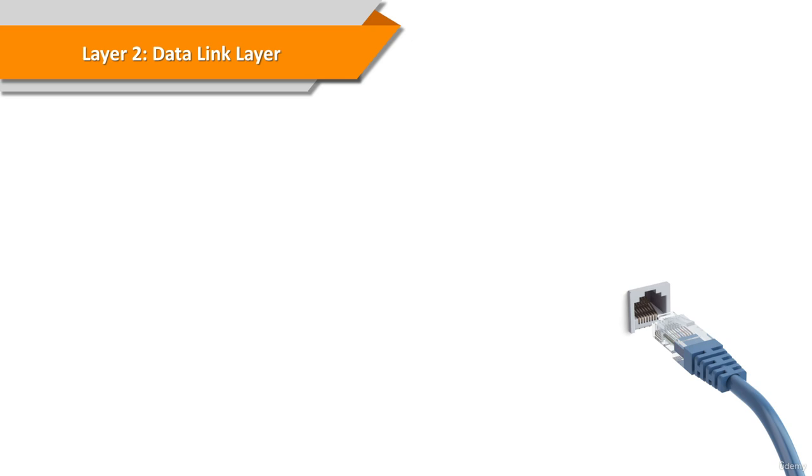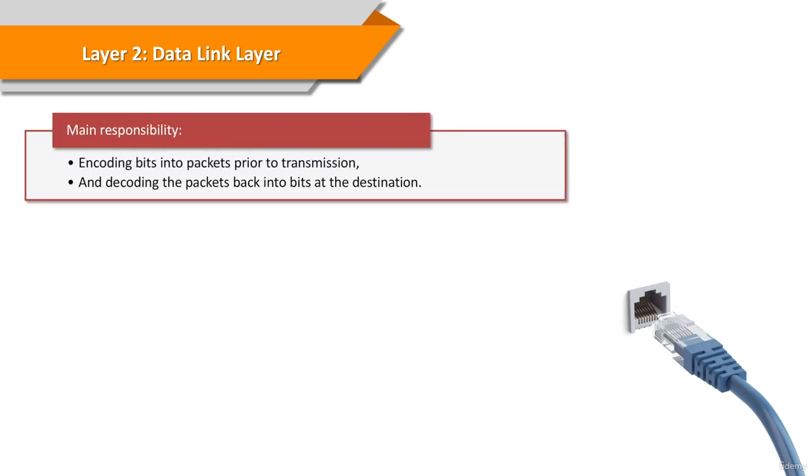Now, it responds to service requests from the network layer above it and issues service requests to the physical layer below it, right? So the data link layer is responsible for encoding bits into packets prior to transmission and then decoding the packets back into bits at the destination. And bits, by the way, are the most basic unit of information in computing and communications. Packets are the fundamental unit of information transport in all modern computer networks, and increasingly in other communications networks as well.